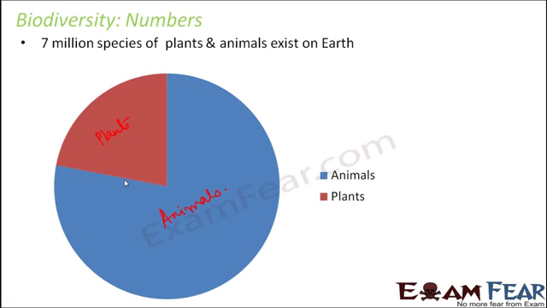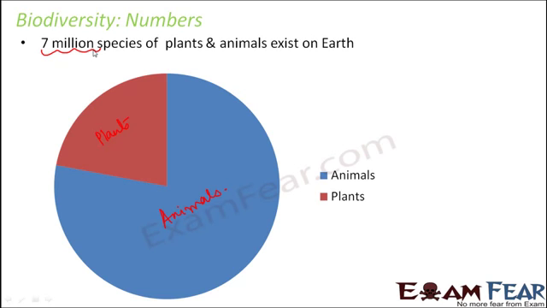There are 7 million species of animals and plants which exist on this earth. So 7 million is again a huge number. So these many different species exist. Now in each species you might have different varieties of that particular organism due to genetic diversity.